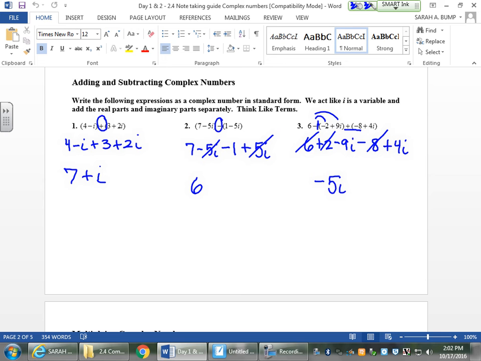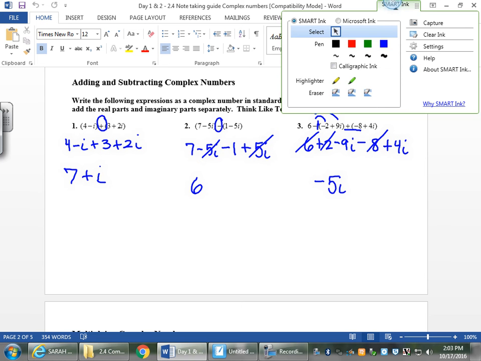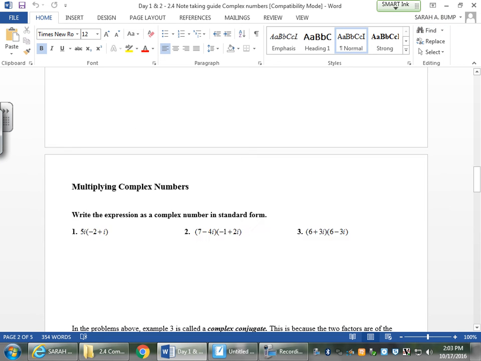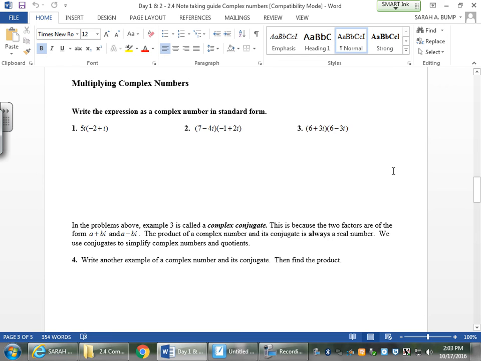And then tomorrow we're going to focus on multiplying and dividing. So I'm not going to stop the recording here. You would be done for the day, but I'm going to continue on in this packet and now do day 2's notes on multiplication and division. Okay, still really no new skills.